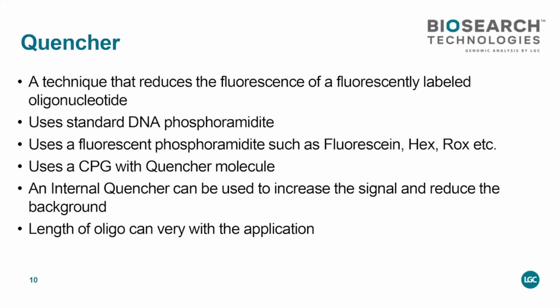If the template is not there, the oligo is going to stay closed, and you're not going to have a positive result. This particular technology just uses a standard DNA phosphoramidite, ACGT. It uses the fluorescent phosphoramidites, such as fluorescein, HEX, ROX, TAMRA, cyanine 3, cyanine 5, and it uses a CPG with a quencher molecule. Also, there are some new techniques to increase the signal and reduce the background when you can actually add an internal quencher into your sequence.